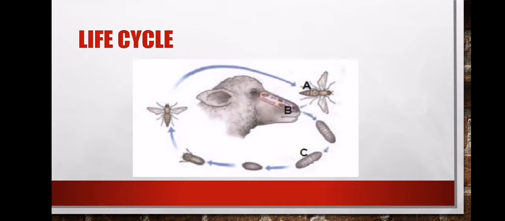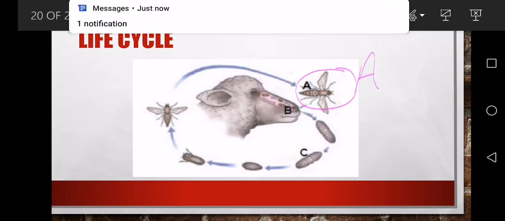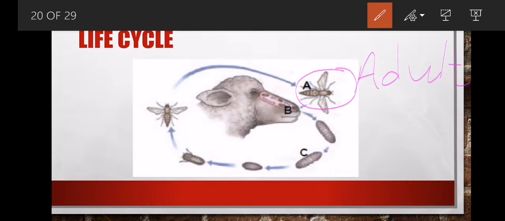Let's look at it in this form. What do you have here, people? You have a cycle, but in this case there are no labels. Let's understand it simply. Let's just say this is the adult one. What is it doing here? It is laying what? Eggs.